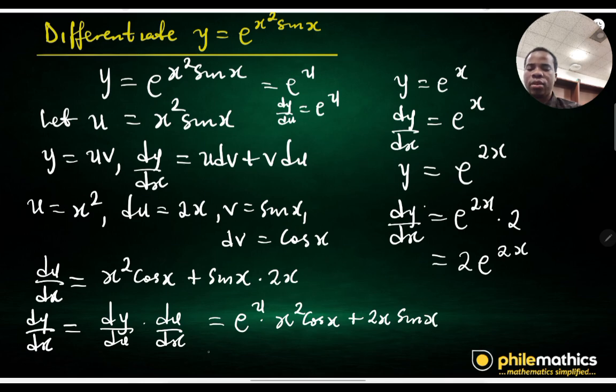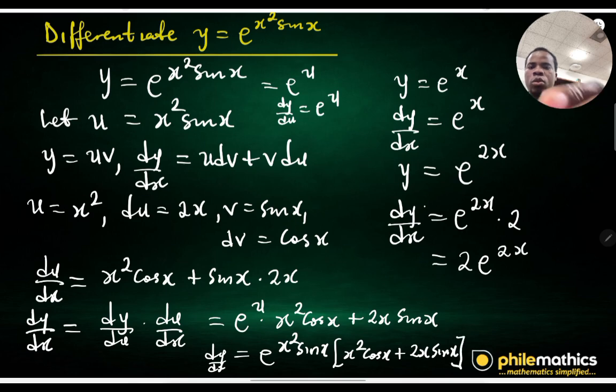Therefore, our final answer, which is dy/dx, exponential u is what we have originally, exponential x squared sine x, in bracket x squared cos x plus 2x sine x. This will give us our final answer.